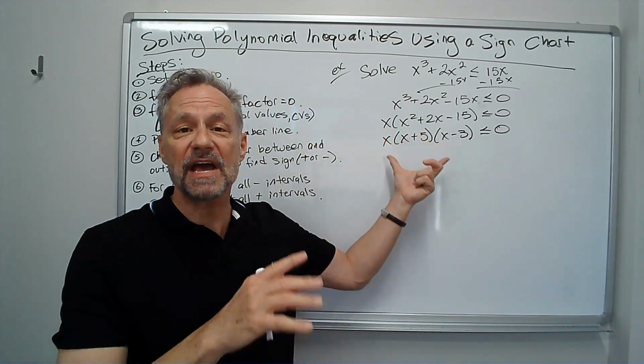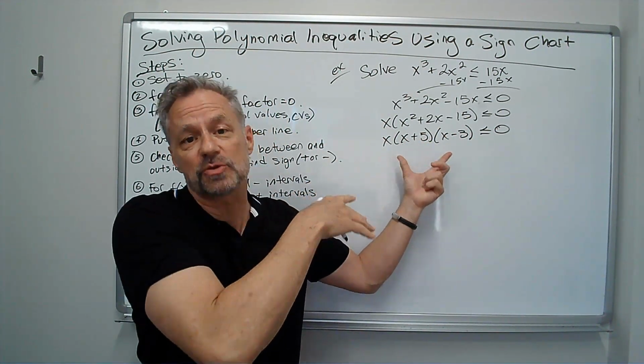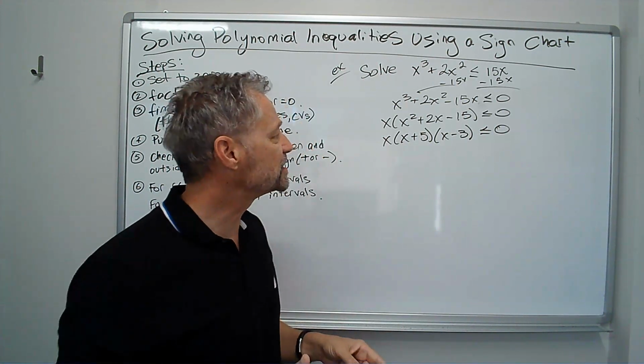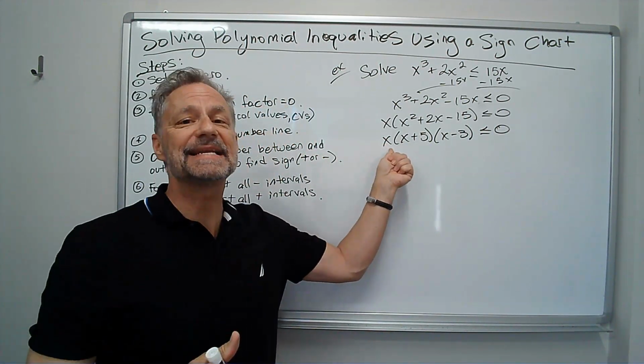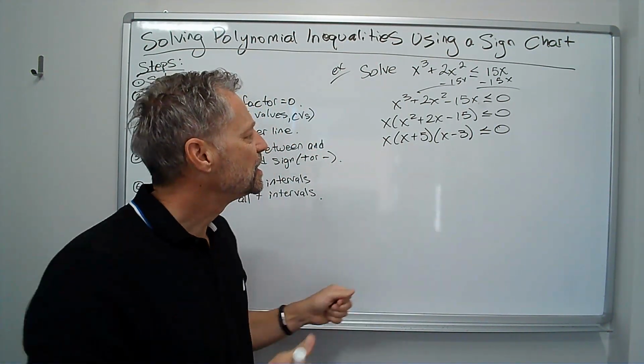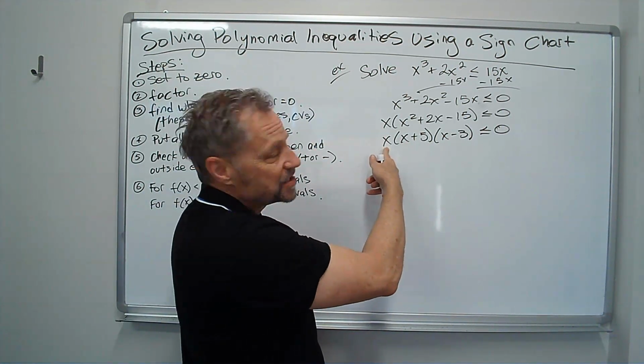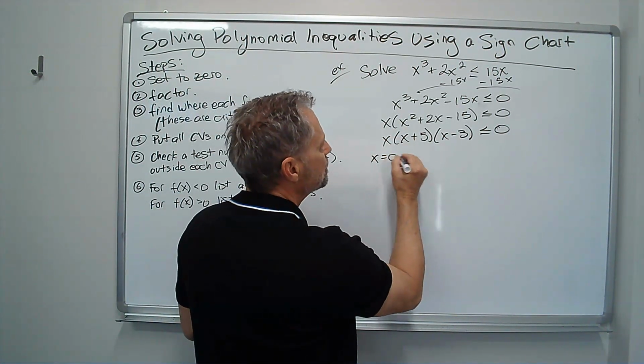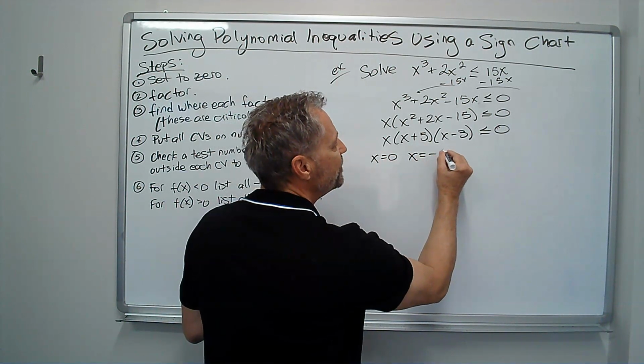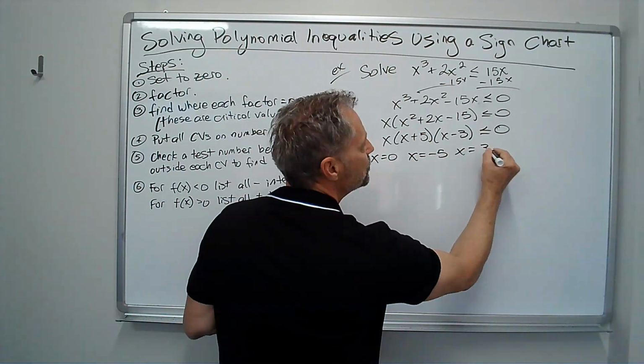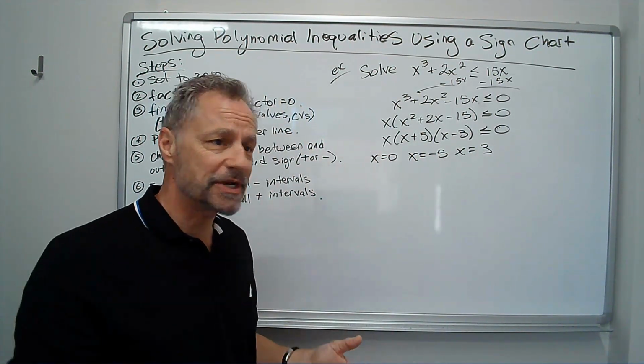Okay, so I've got it fully factored out. Sometimes they start this way, which makes it a lot quicker, obviously. But what I'm doing is setting each of these equal to 0 and solving. So x is equal to 0, x equals negative 5 is going to make that factor 0, and x equals 3 is going to make that factor 0. These are my critical values.